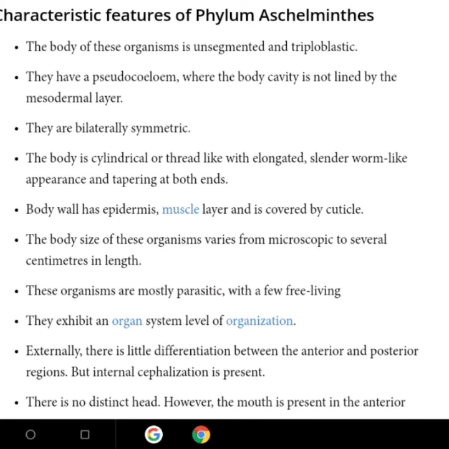The characteristic features of phylum Aschelminthes is their body is unsegmented and triploblastic. They have a pseudocoelom, that is, coelom is present but it is in patches and it is not of mesodermal origin. They are bilaterally symmetrical. The body is cylindrical or thread-like with an elongated slender worm-like appearance and tapering at both the ends. Body wall has epidermis, muscle layer and is covered by the cuticle. The body size of these organisms differs.